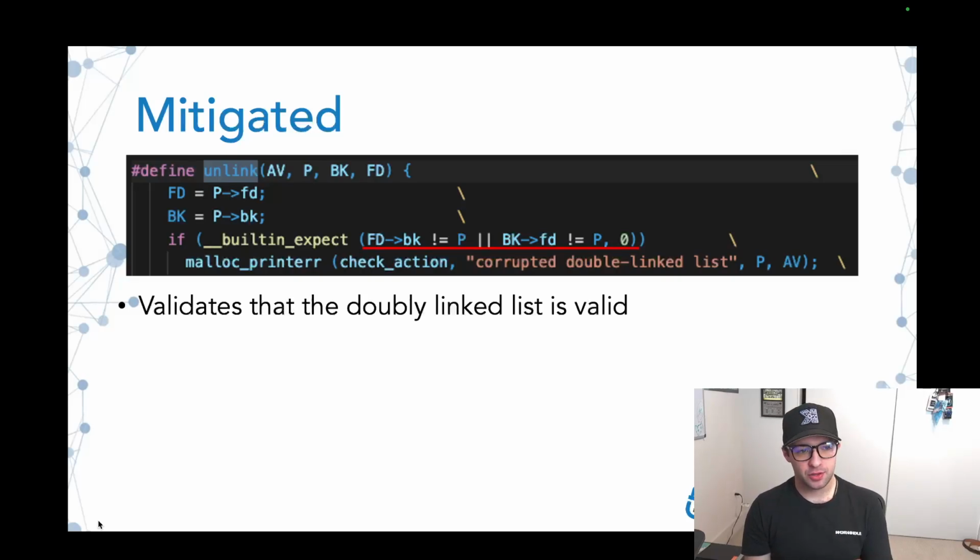So the actual remediation of this is kind of clever. It's just making sure that we're going in a circle. So if I go from FD's BK, it makes sure that BK's FD are the same. So the pointers that it actually points to are exactly the same. I think it's a pretty clever check, and it works really well.